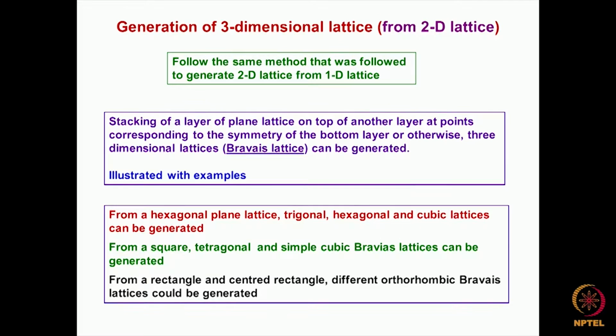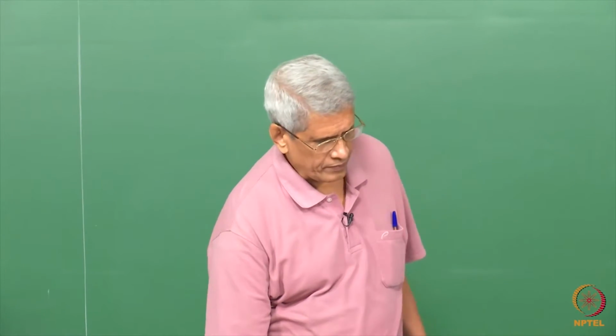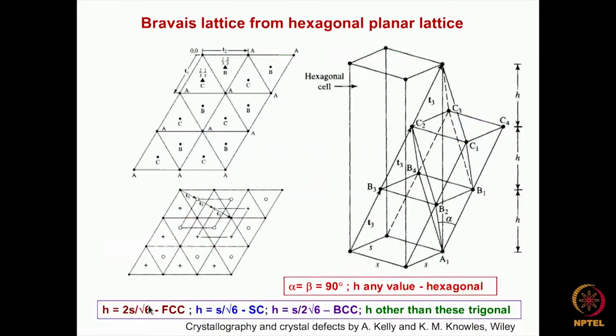One I will take with respect to a hexagonal lattice, and how different types of lattices could be generated. The other example which I will take is essentially a parallelogram, that is an oblique lattice, and from that what lattices could be generated. How we can generate a Bravais lattice from a hexagonal lattice we will consider first. What have we done here?